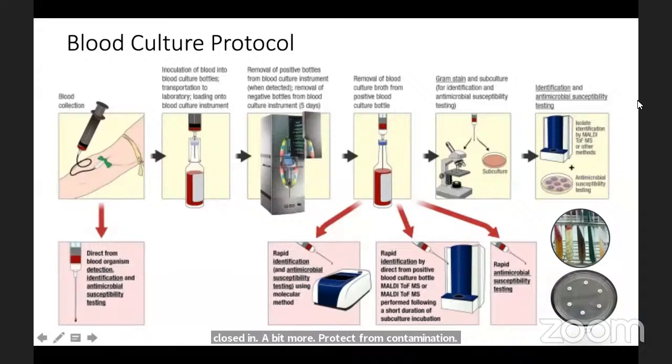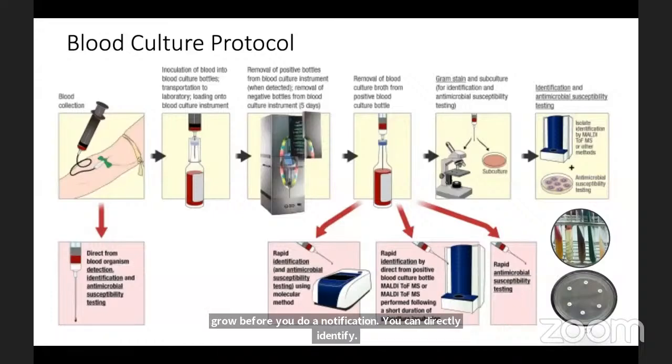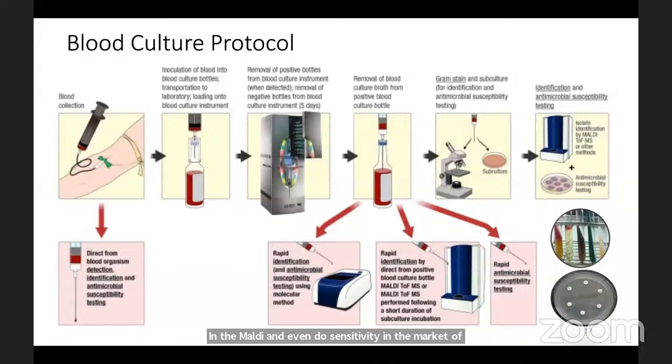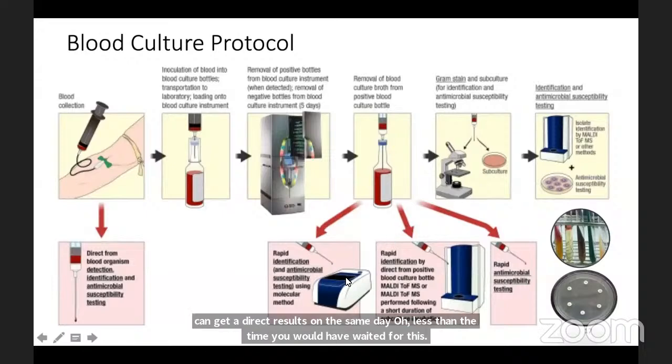So this picture I got is using the Maldi-TOF for identification. Several studies have come out showing that once the bottle is positive, instead of doing the culture and waiting another day for it to grow before you do identification, you can directly identify in the MALDI and even do sensitivity in the MALDI. You can read about it. So you can get your direct result on the same day or less than the time you would have waited for this. You can also do identification with other molecular methods.